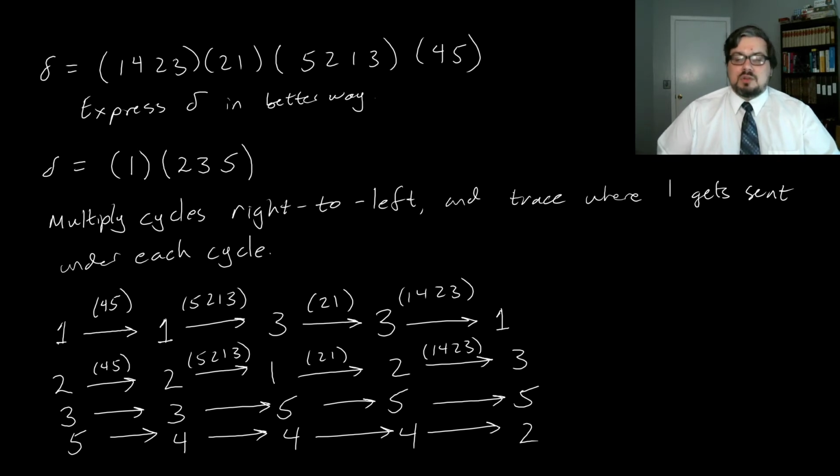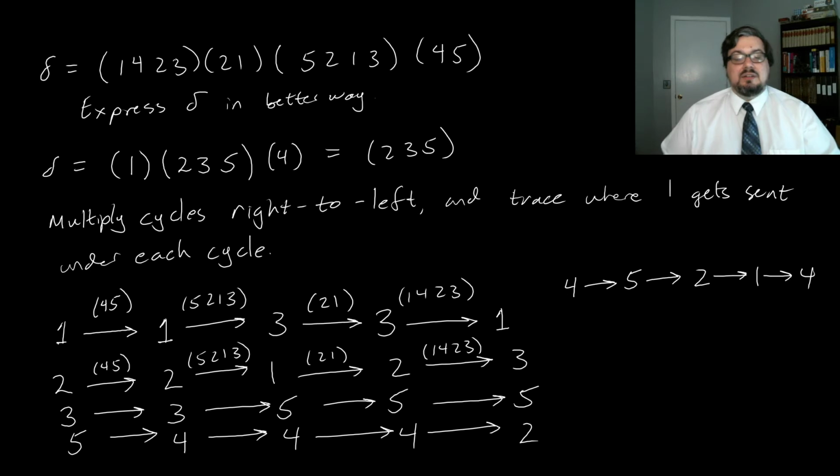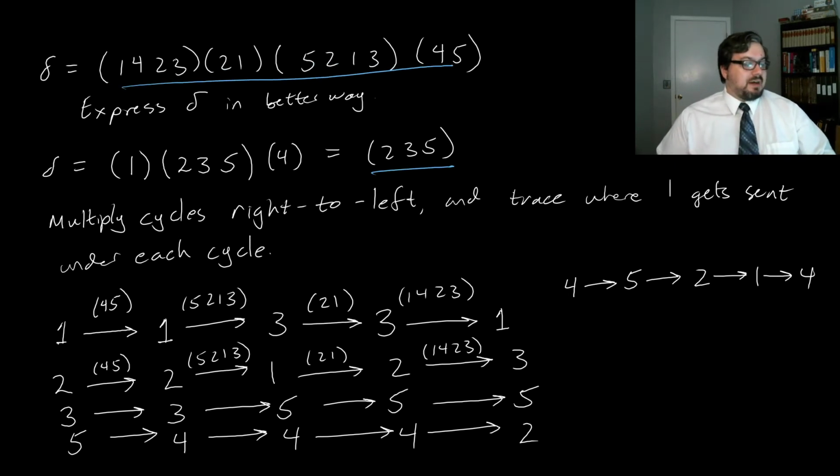But we can also check our work here to make sure. So let's see, 4 goes to 5 under the first cycle, then 5 goes to 2 under the second cycle, 2 goes to 1 under the third, and then 1 goes to 4. So that works out. And of course, we usually don't write the single element cycles, and so this whole expression, the product of a bunch of cycles here, can be simplified down to just (2 3 5).